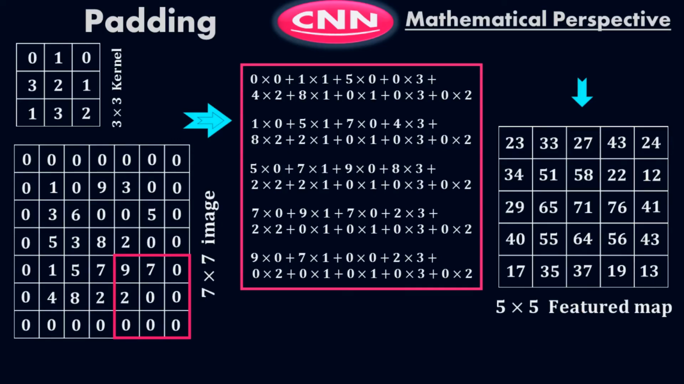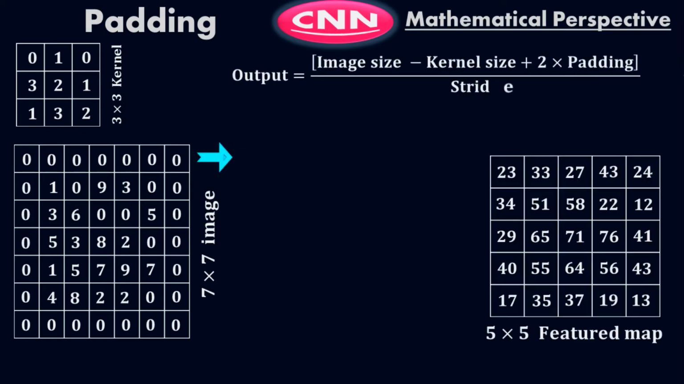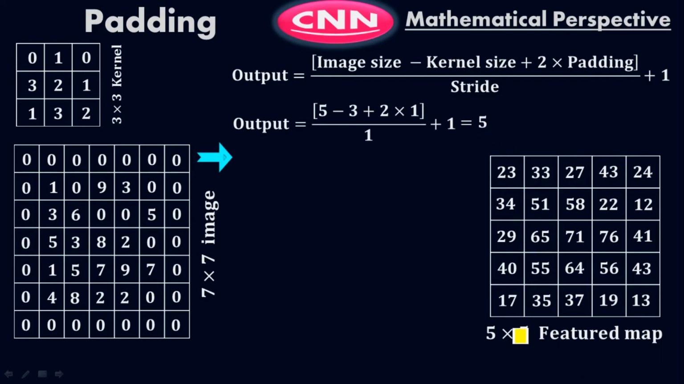But there is a mathematical formula. You can apply that formula before doing all this process. You will know the dimension of the featured map with the help of this mathematical formula, which is output equals to image size minus kernel size plus 2 times padding all over stride plus 1. It equals to 5 minus 3 plus 2 times 1 all over 1 plus 1, it equals to 5. This 5 means 5 by 5 dimension, 5 by 5 dimension of the featured map.